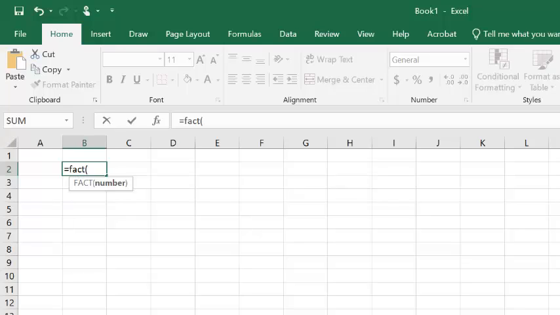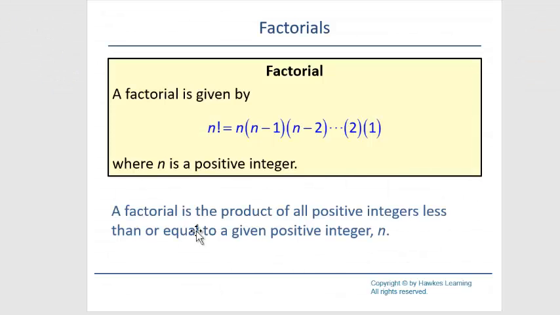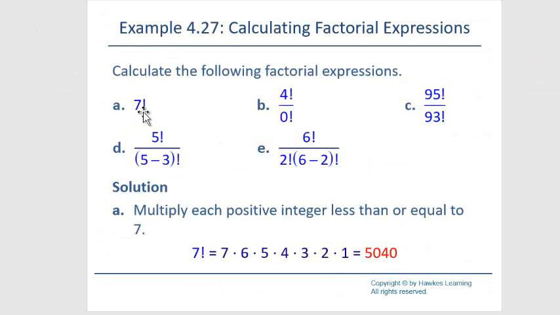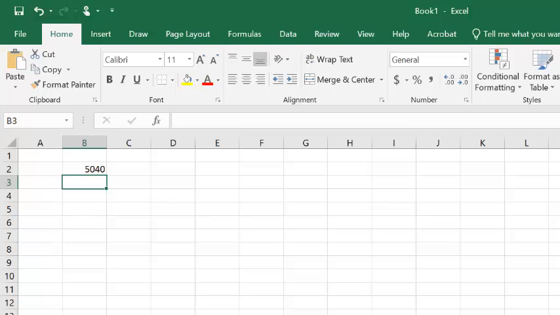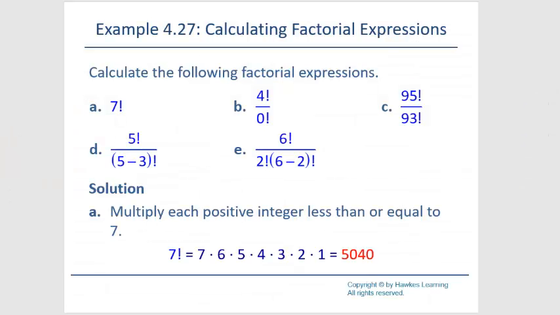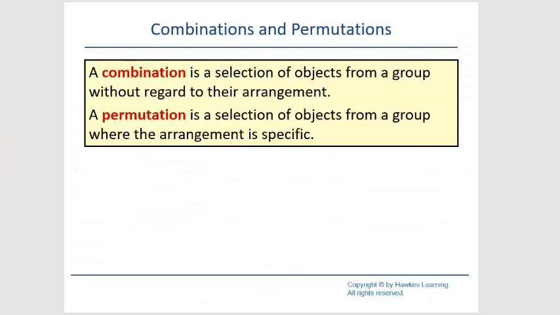Open the parentheses and you put in where you want to start. So let's see here. In this example, we had 7 factorial, fact 7, and we get 5040. The next two are combination and permutation. Again, combination is without regard to the order, whereas permutation is an arrangement.